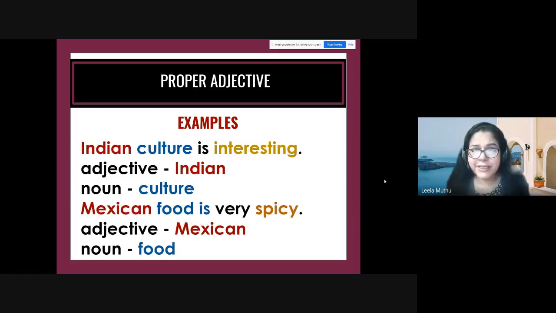Indian culture is interesting. Culture from India, therefore you say Indian, proper adjective. There's another adjective called interesting. How is the culture in India? Do you know? It's interesting. How is the culture? Adjective of quality. Mexican food is very spicy. Food from Mexico. Therefore, Mexican followed by the noun food. Mexican is a proper adjective. How is the food? Spicy. Adjective of quality.